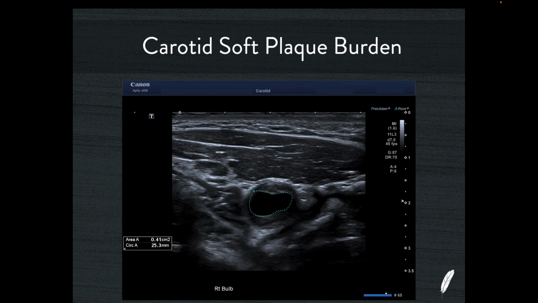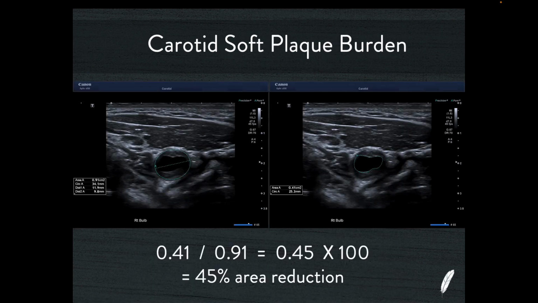But the spline trace is a beautiful tool for this, and what I've done then is I've traced around the patent lumen. I had a look at it with the color Doppler, but then in this case I felt like I can really see the soft plaque beautifully on this machine using that sternocleidomastoid window. So I've now spline traced around the patent lumen, and this has given me an area of 0.41 square centimeters. So now I've got two numbers, two areas to work with. I can then mathematically divide the 0.41 by the 0.91, and that gives me 0.45.